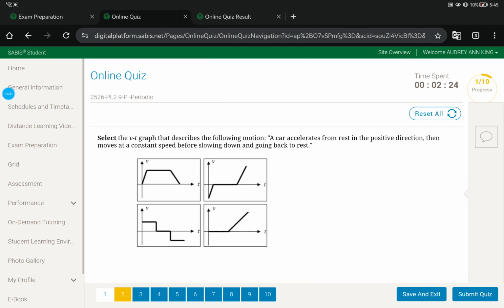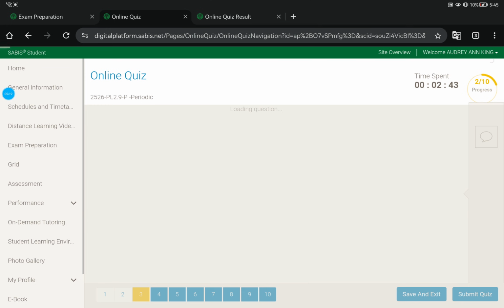Select the VT graph which describes the following motion. A car accelerates from rest in the positive direction, then moves at a constant speed before slowing down and going back to rest. So it's speeding up, meaning it's going to go up. Then it moves at a constant speed, meaning it's straight. And then when it's slowing down and going back to rest, meaning it's moving down, meaning it describes the first graph.